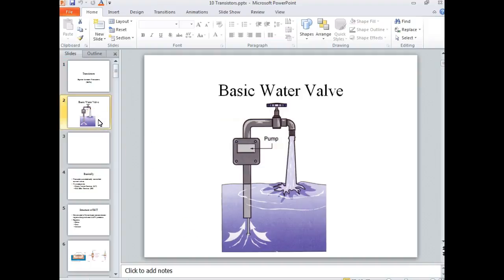So if you understand how this guy here works, you understand a bipolar junction transistor. You understand a transistor. What is this? This is a water valve. What do you do with water valves? You control the flow of water. What does a bipolar junction transistor do? It's a current valve. You use it to control the flow of current.